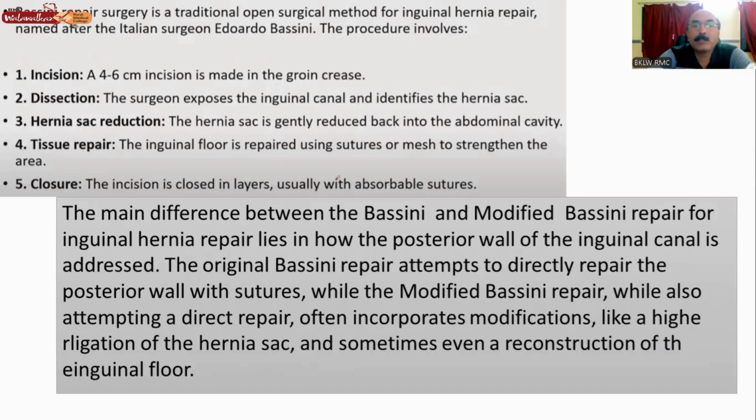The main difference between the Bassini and modified Bassini's repair for the inguinal hernia lies in how the posterior wall of the inguinal canal is addressed. The original Bassini repair attempts to directly repair the posterior wall with sutures, while the modified Bassini repair, also attempting a direct repair, often incorporates modifications like high ligation of the hernial sac and sometimes even reconstruction of the inguinal floor.